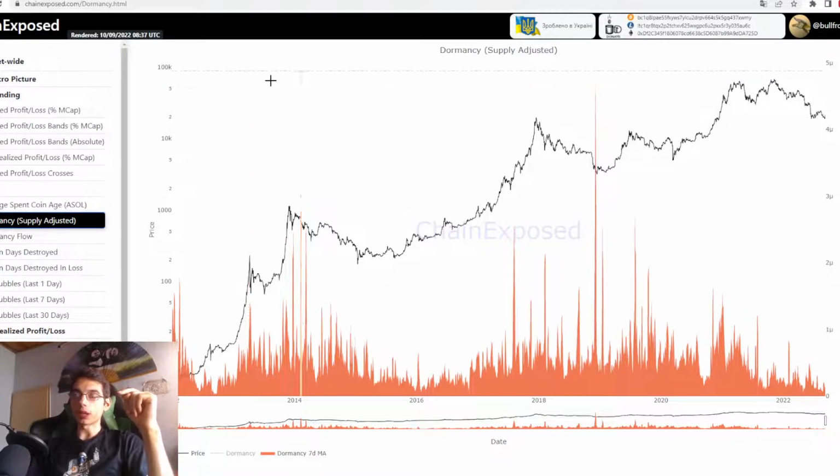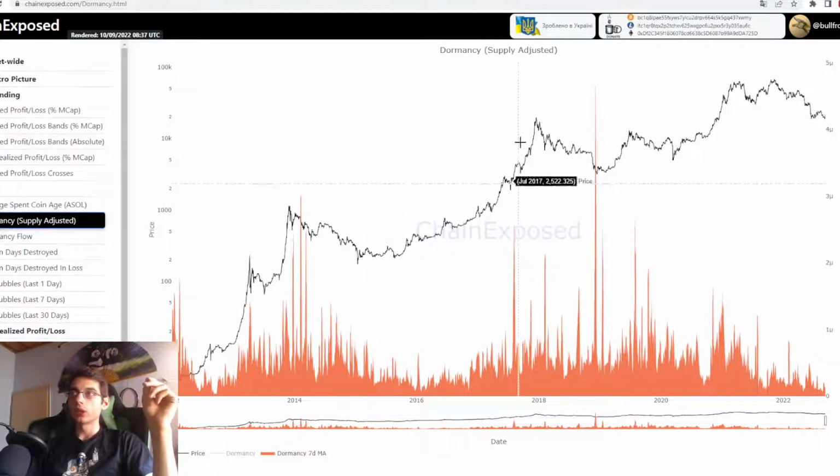So this is supply adjusted because at the very beginning of Bitcoin, we had a low amount of circulating supply, so there can't be the exact same amount of days destroyed. If you have 1 million coins, you had 1 million days. Meanwhile, now if you have like 20 million coins, you are actually at 19-20 million days every day. So it's supply adjusted for the circulating supply.